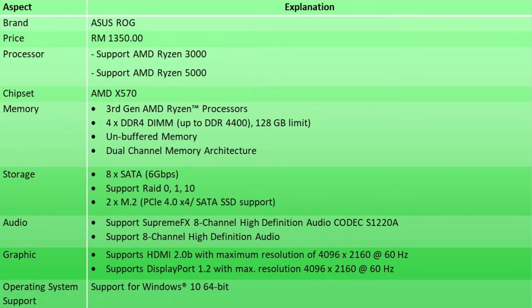DDR4 DIMM slots, allowing for a capacity of 128GB of RAM at up to 4400 MHz. It is unbuffered memory and supports dual-channel memory architecture. For Nawal, we think this is enough for her since she doesn't need to experience lagging or buffering when using the computer. Meanwhile, the storage supports 8x SATA 6 Gbps and also supports RAID 0, 1, and 10.